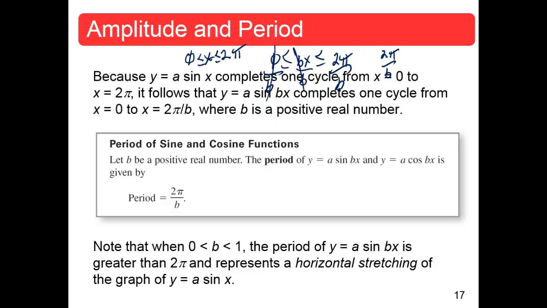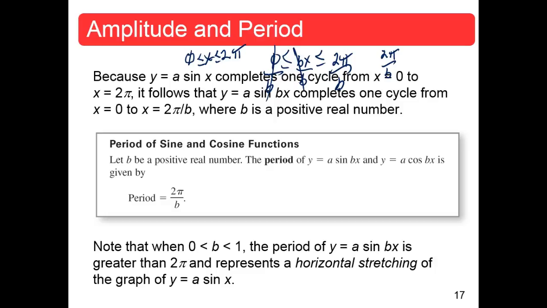So the period of a sine and cosine function, if this coefficient is 1, it's 2 pi. If it's anything other than 1, b times x, then it's 2 pi divided by b. The period of y equals a sine bx, and y equals a cosine bx: the amplitude is the absolute value of a, and the period is 2 pi divided by b. Remember that. That's where we start. Once we have the period, we split that into 4 pieces, and then we go from there.